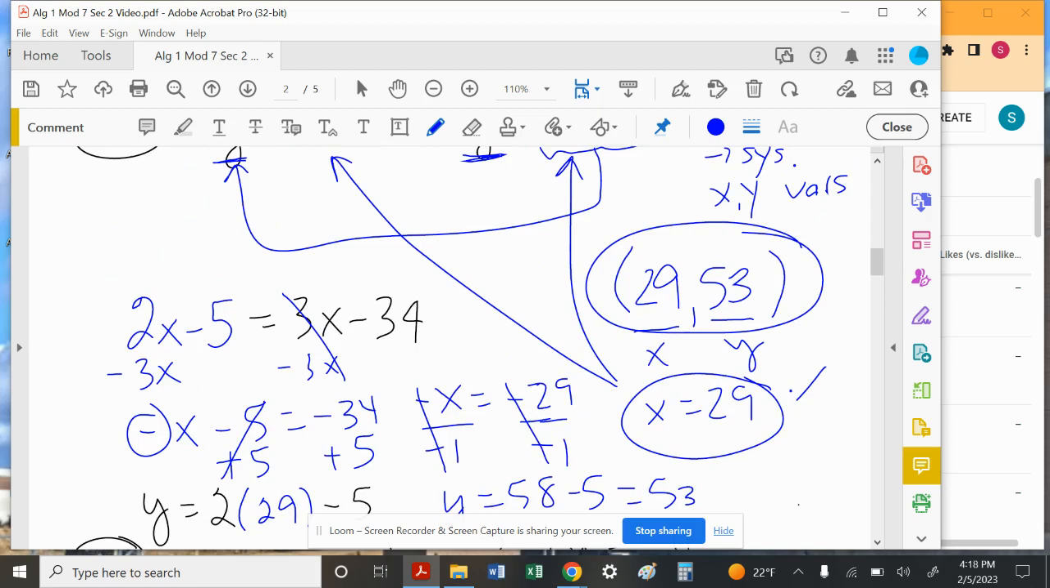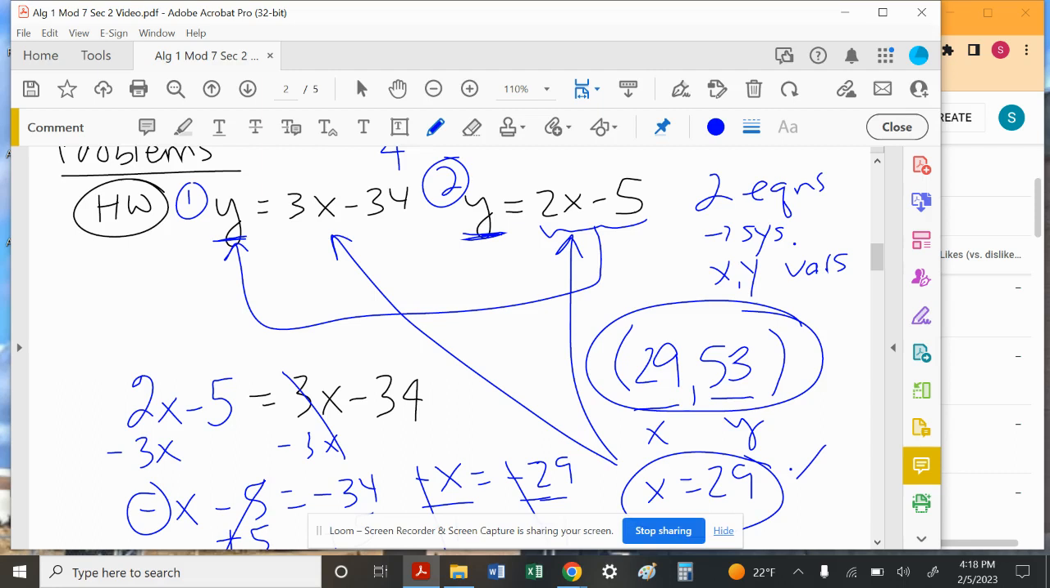So this is kind of the easiest setup, when both of the equations are solved for y. I can just plug one into the other pretty easily and be able to solve it. We're going to get into some more complicated problems as we go along in the next videos.